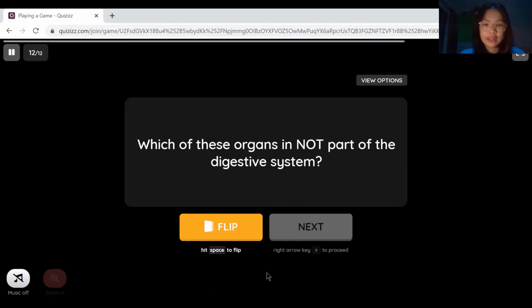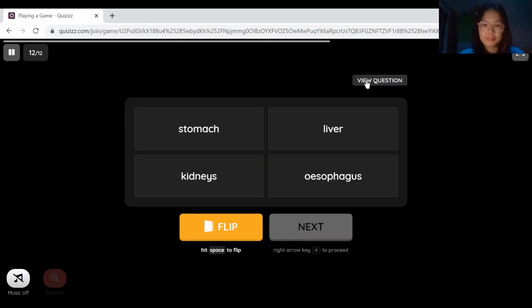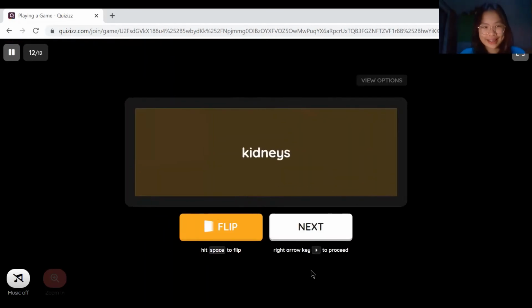Which of these organs is not part of the digestive system? I will be showing you guys the options. We have the stomach, liver, kidneys, and esophagus. I hope you guys are locked in on your answers. I will be flipping it now. It is the kidneys.